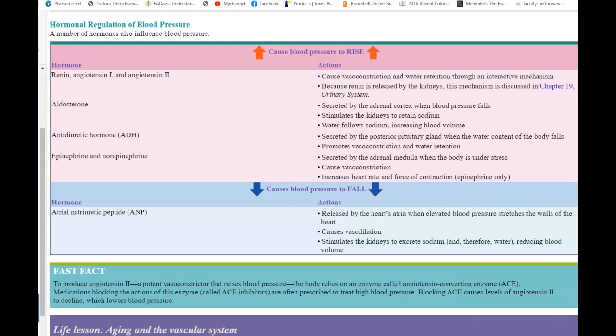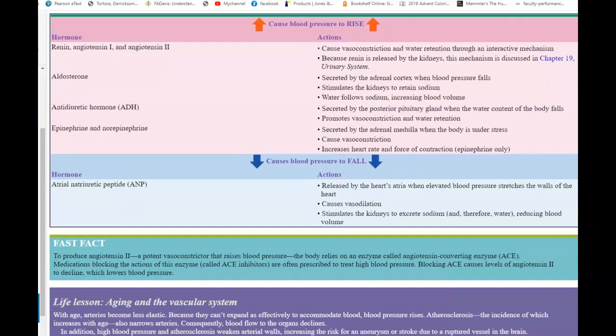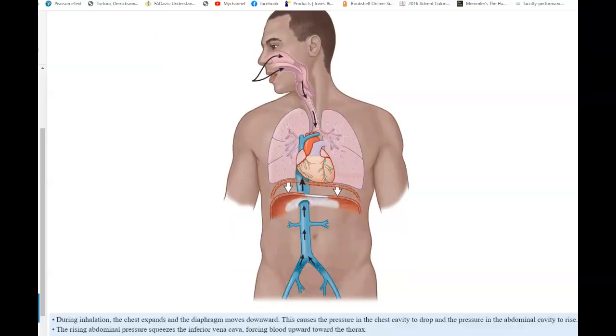Okay, and then there's another hormone that will cause your blood pressure to fall, and that is the atrial natriuretic peptide. Atrial means it's in the atrium of your heart. So if your heart is feeling too much pressure because your blood pressure is too high, it will release ANP, and the ANP will cause vasodilation and your heart rate to slow down. Just know the regulation briefly. We'll talk more about those hormones when we talk about the kidney at the end. Okay, a lot of terminology there.